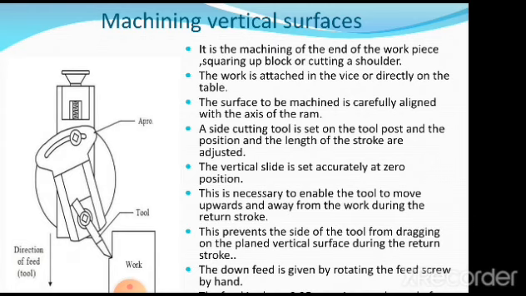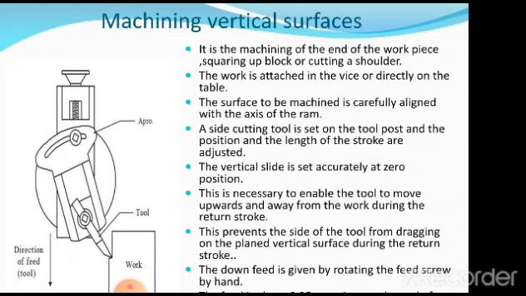The work is attached in the vise or directly on the table. The surface to be machined is carefully aligned with the axis of the ram. A side cutting tool is set on the tool post and the position and the length of the stroke are adjusted. That is very, very important.